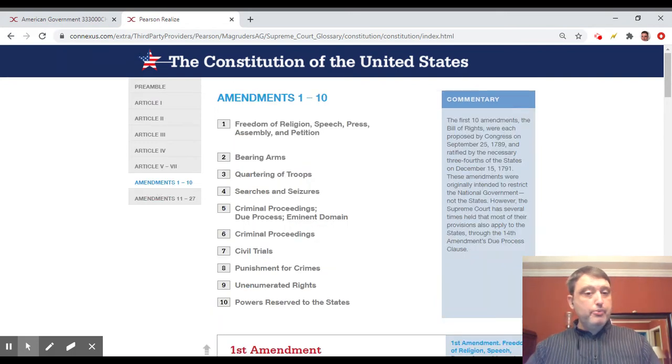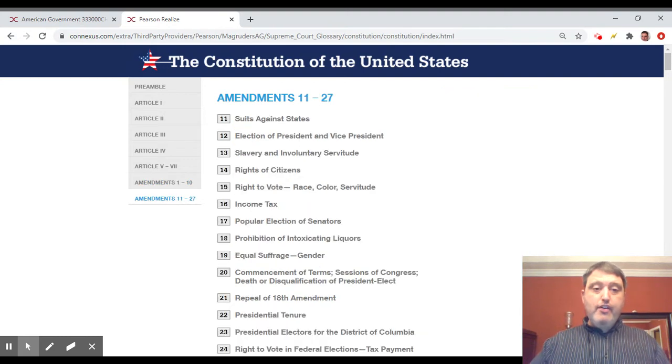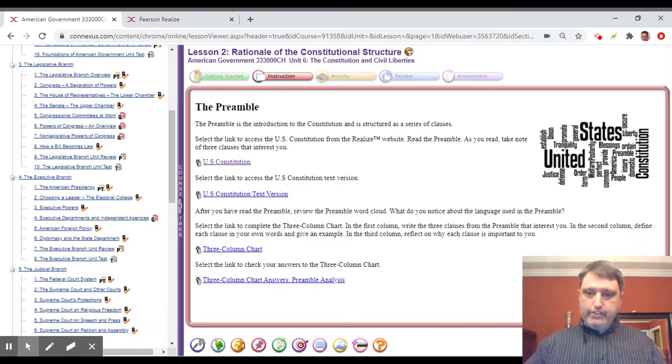The first 10 amendments, we've talked about this before, are the Bill of Rights. Now, later on in this class, we'll talk about these in more detail, so I'm not going to get into that right now. But the first 10 are the Bill of Rights, and then the last 17 are all the things that have come about after the Bill of Rights. Okay? So that's just a really brief outline of the Constitution.